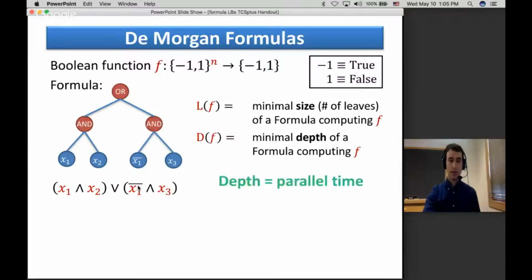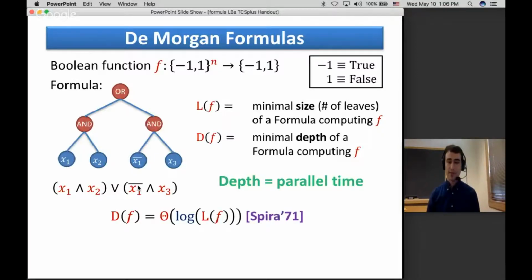And depth really captures something very important, which is the parallel time. Think of all these nodes as working in parallel. The time that it will take the values to propagate from the inputs to the output corresponds to the depth. Okay, so in 2 time steps, we will have the value ready at the root in this formula, for example. This is really motivated by understanding parallel computation, as we'll see in the next slide.